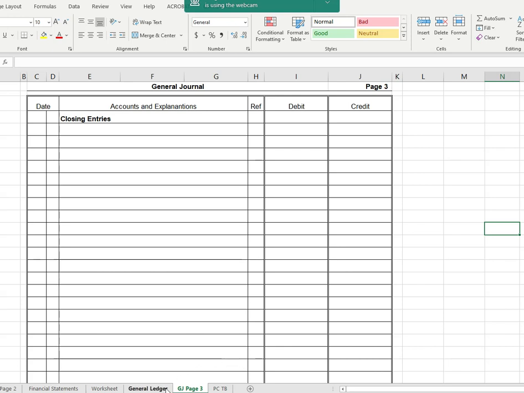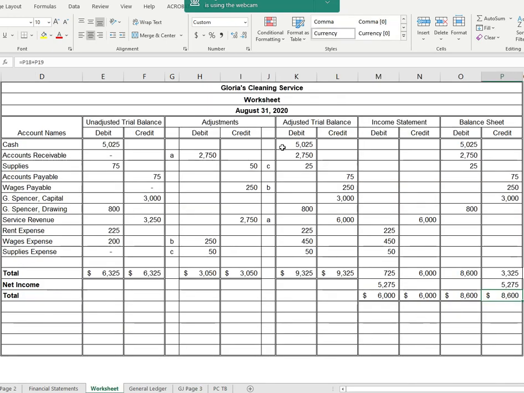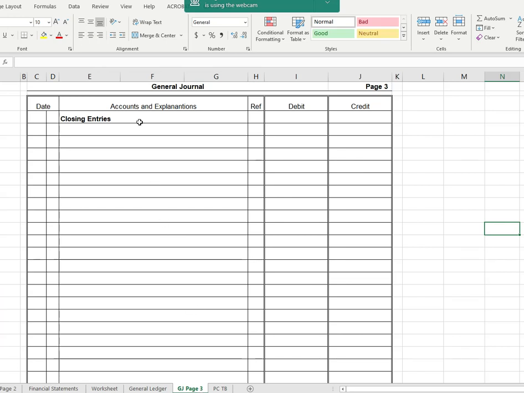So let's go to our worksheet, and we're going to see on our adjusted trial balance, these are our ending balances. The cash, accounts receivable, supplies, accounts payable, wages payable, and the capital account are all permanent accounts. The only accounts that we are going to be closing are these below the capital. So it's the drawing account, service revenue, and then the 3 expenses. Okay, so let's go to here.